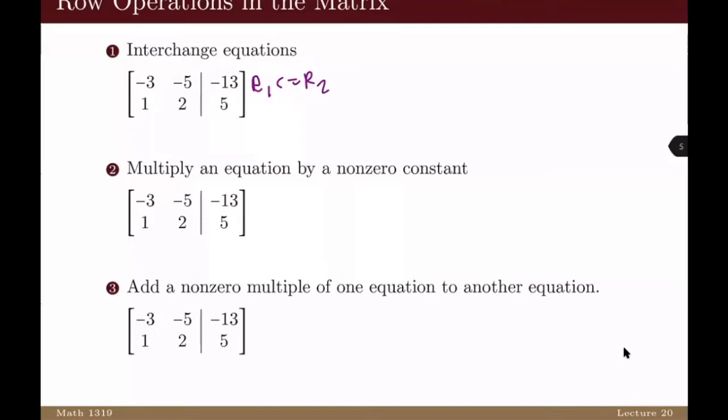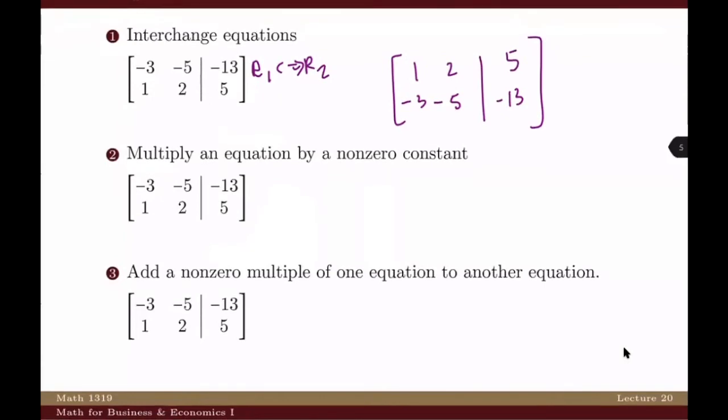So that means our new matrix is going to be 1, 2, augmented 5, and the bottom row negative 3, negative 5, negative 13. And that's all. So all we did was swap the rows. Next, we want to multiply an equation by a non-zero constant. I'll just do the same thing that I did up here. So 2 times row 2 is going to be the new row 2.